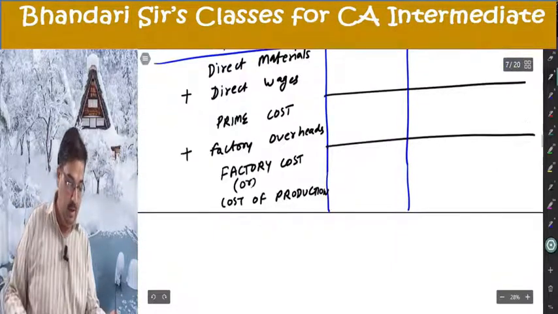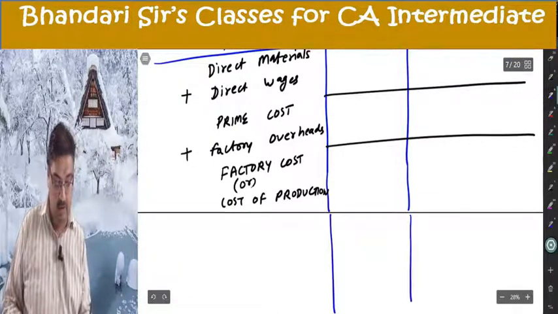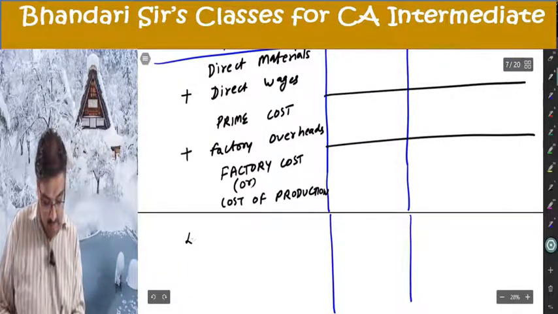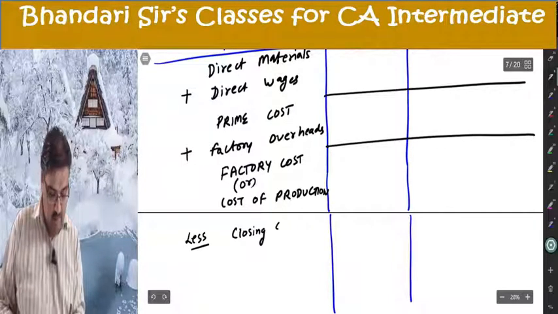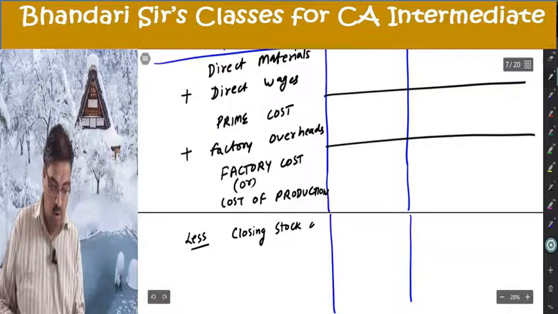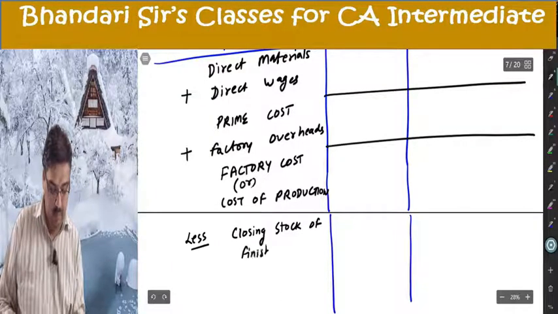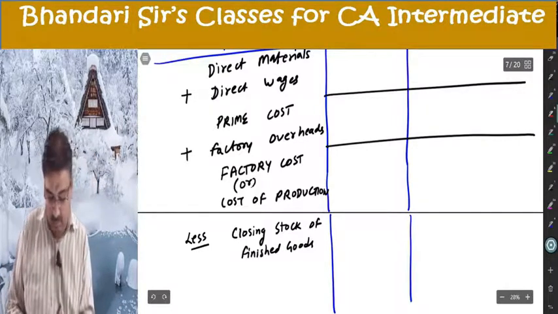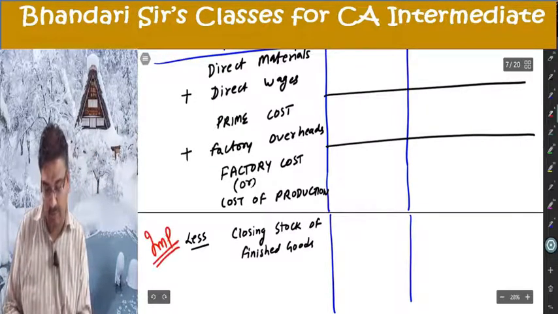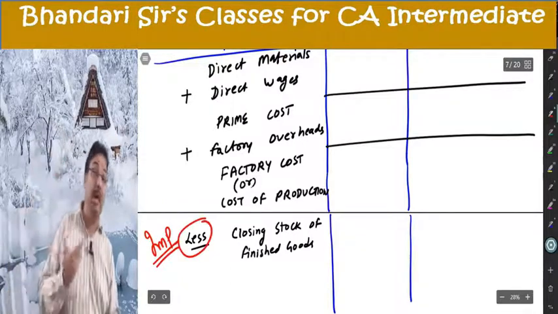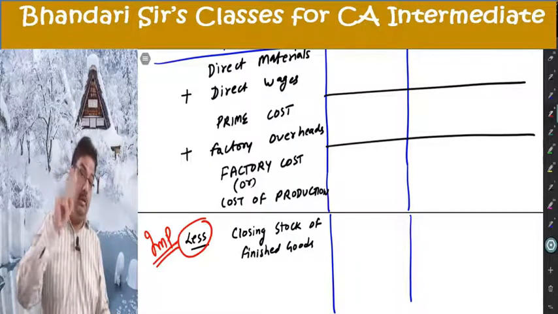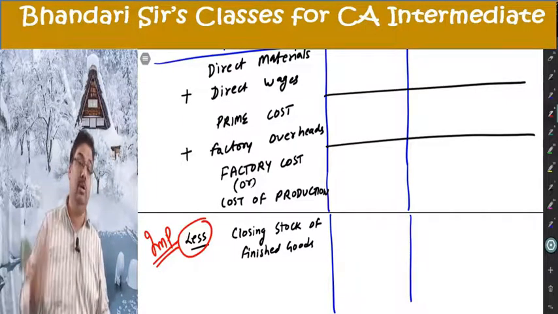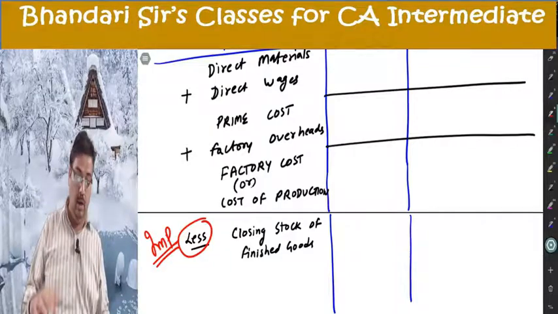After that, very important, I'll put all the amounts, I'm just putting the format. Less closing stock of finished goods. Now maximum students make mistake here because they forget this implied stock. 40,000 produced, 36,000 sold, 4,000 is closing stock. It's not loss, it's closing stock. Valuation need to come here.